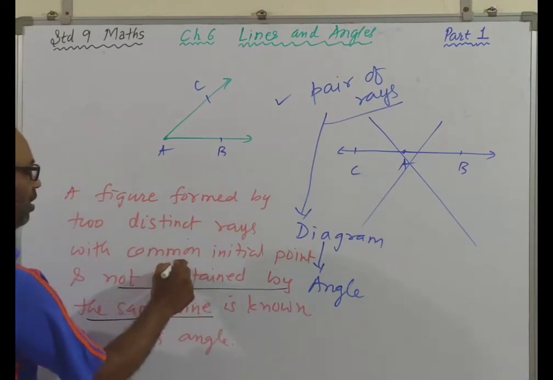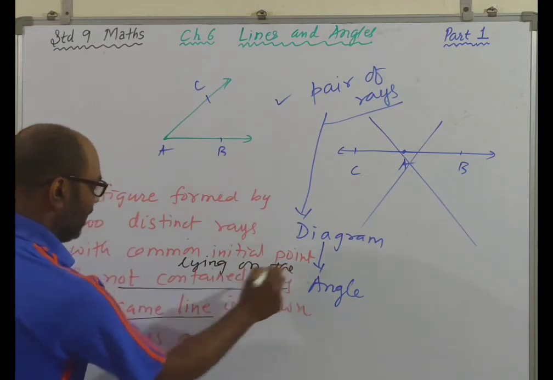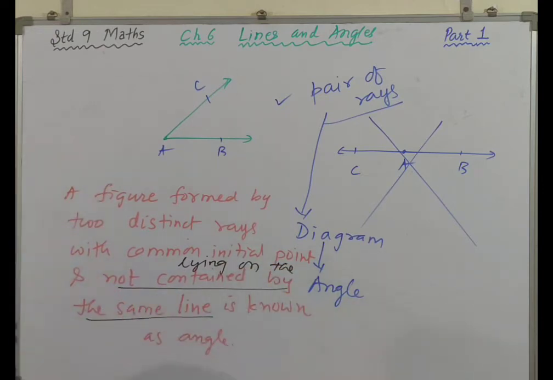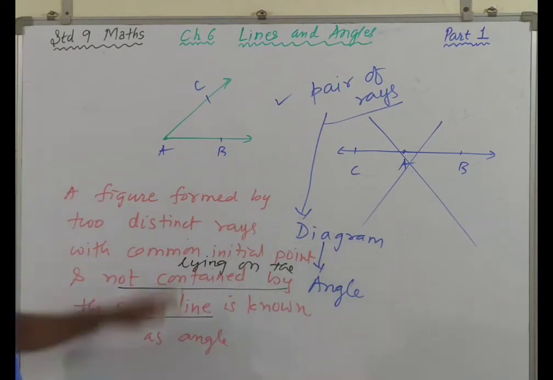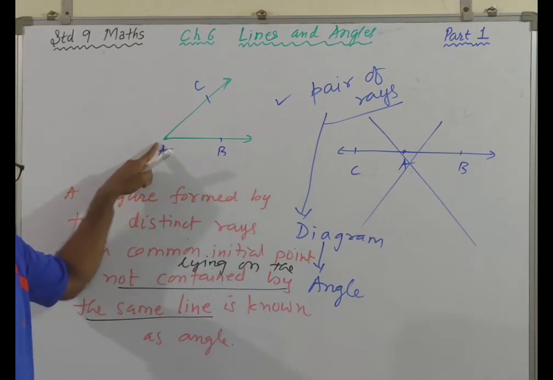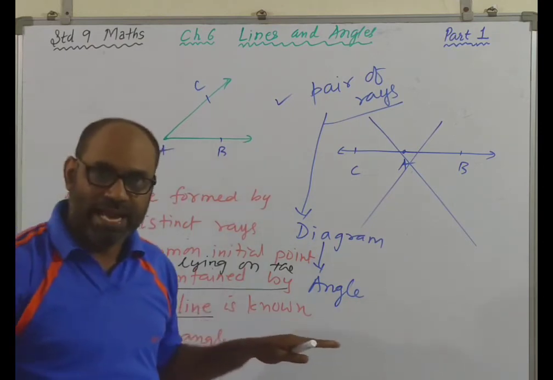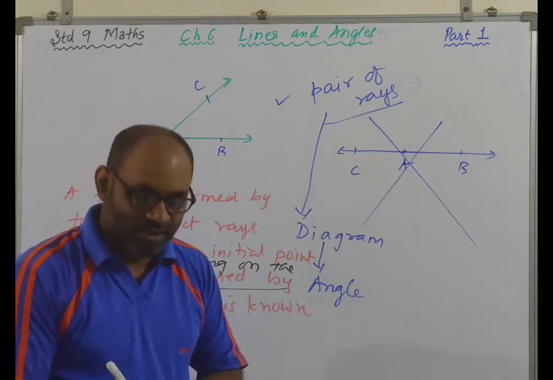Not lying on the same line, you can say it this way too. Not contained by the same line or not lying on the same line. Okay. So, two distinct rays with common initial point and not lying on the same line form one figure. This figure is known as an angle.